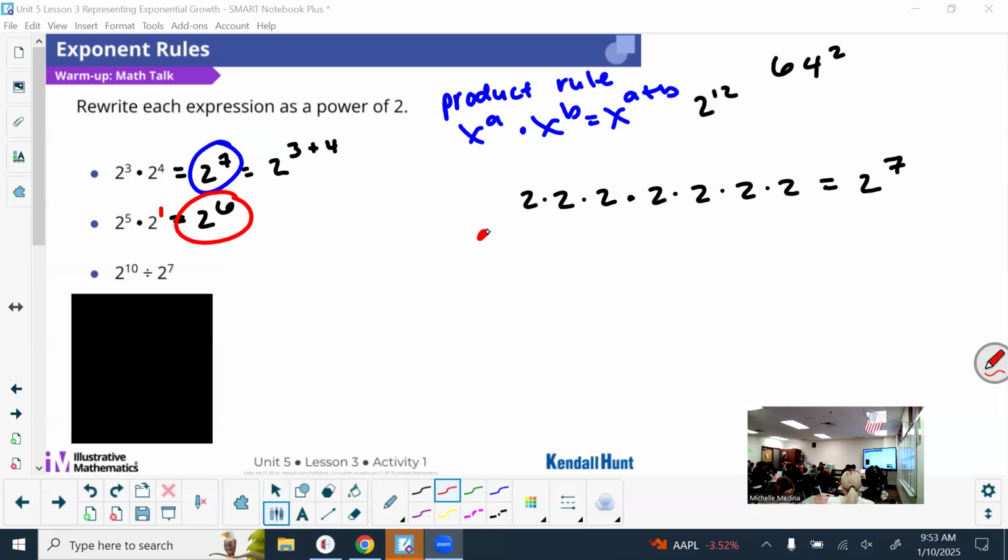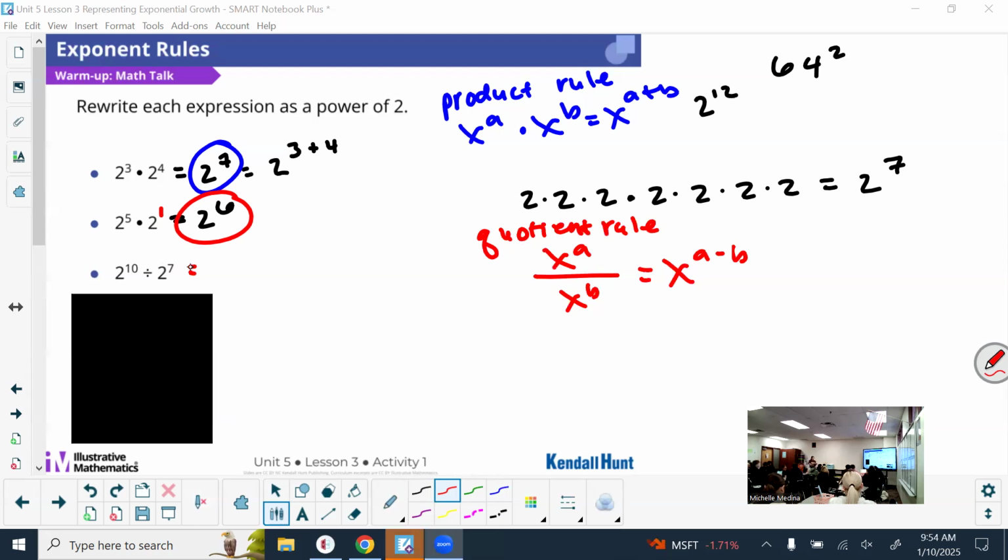Quotient rule. Because quotient is the answer to a division problem. So when we're dividing the bases, that rule says that if I have the same base number being divided, I can just subtract the exponent. That's what the rule says. So knowing that rule, what's going to be my answer to this one?